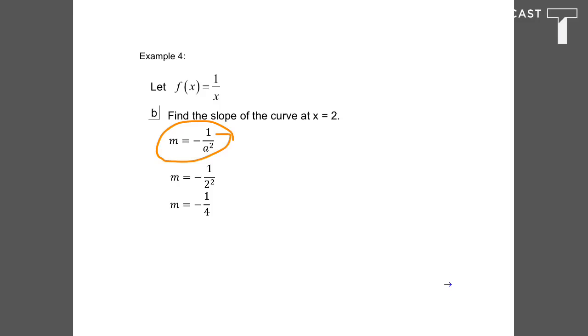is the slope at any arbitrary x value on this curve f of x equals 1 over x. So in part B, when I'm asked to find the slope of the curve at x equals 2, all I have to do is say, well, now I know what value to plug in for a, and my slope is negative 1 over 2 squared. The slope is negative 1/4.